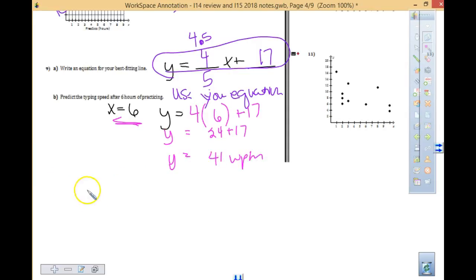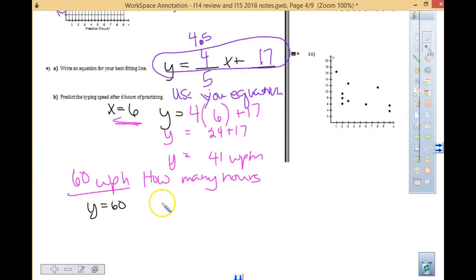The question on the test, I want you to put this one down right now. What if you can type 60 words per minute? The question I want to know is, how many hours did you practice? So 60 words per minute, is that my x or is that my y? In our graph, that's my y. So y equals 60. So using this equation that we circled up here, tell me, Chastity, what am I going to write down?